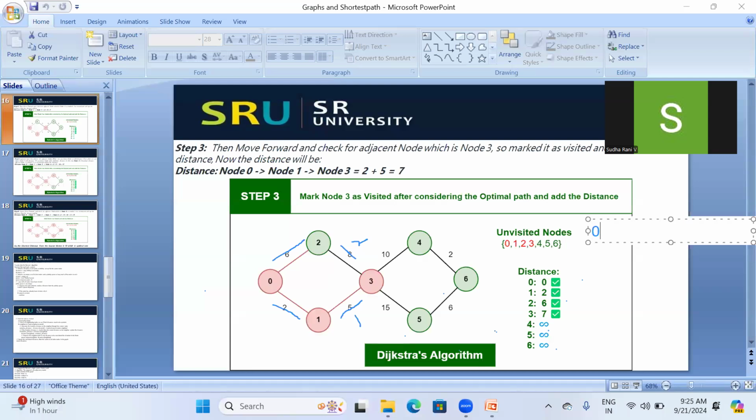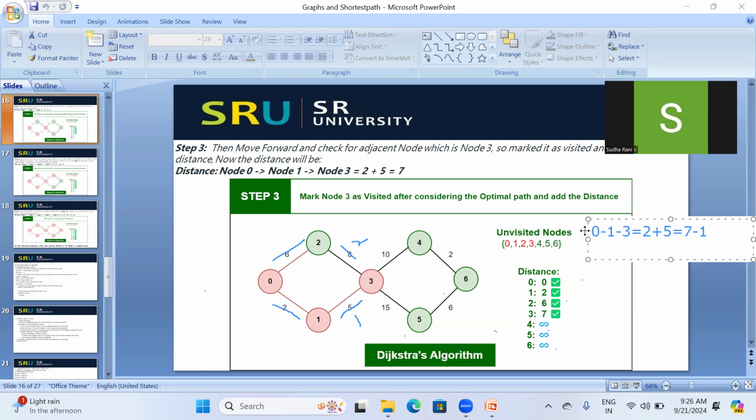First of all, the possibility I am having is 0 to 1 as well as 1 to 3. Then what are the values to traverse? To traverse from 0 to 1, we have the value 2, plus 1 to 3, we have the value of 5. Totally, what is the value? We have the value as 7. This is possibility number 1.